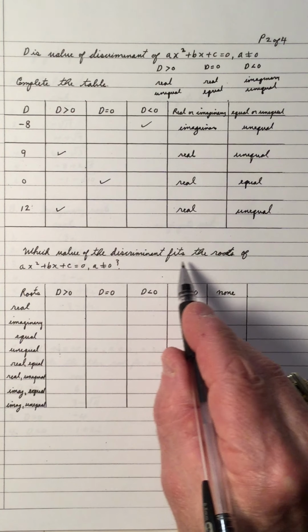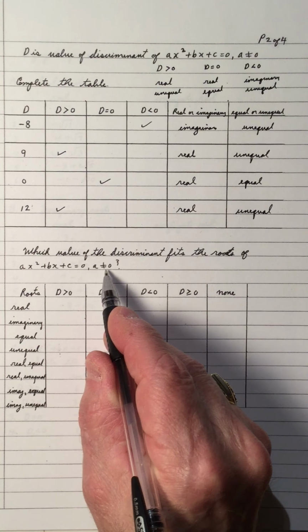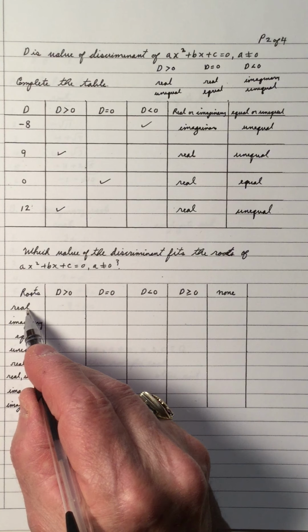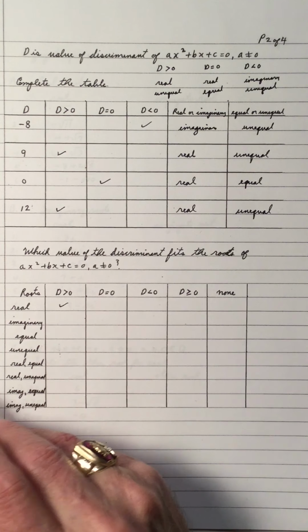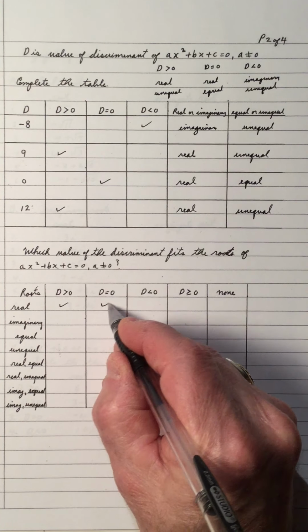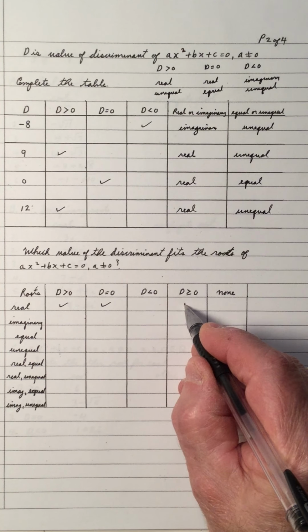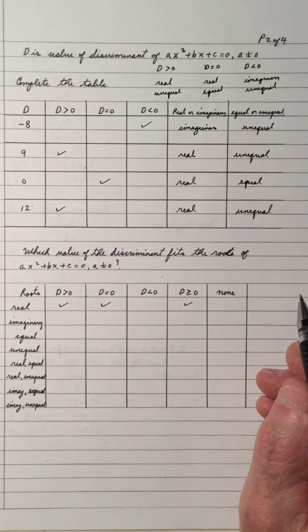Which value of the discriminant fits the roots of ax squared plus bx plus c equals 0, where a is not 0? If we have roots that are real, then the discriminant can be greater than 0 or equal to 0, but not less than. But it can also be greater than or equal to, and none doesn't fit.